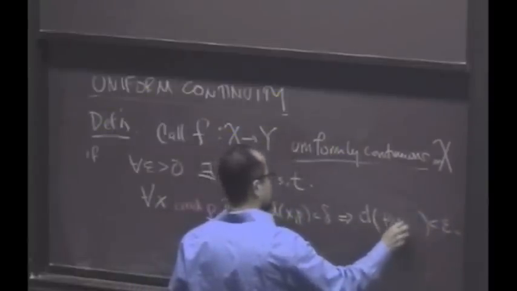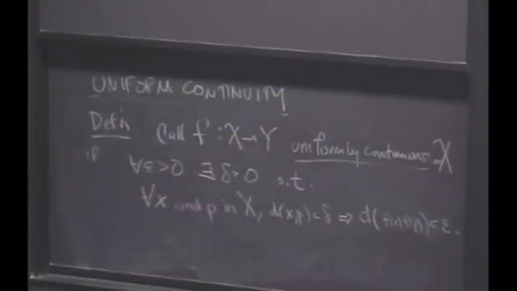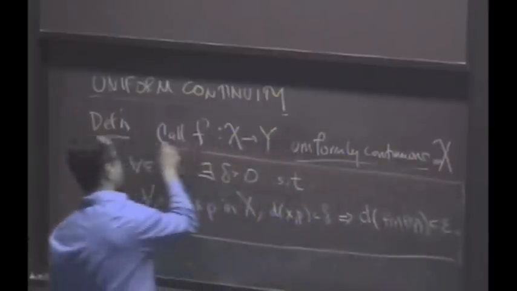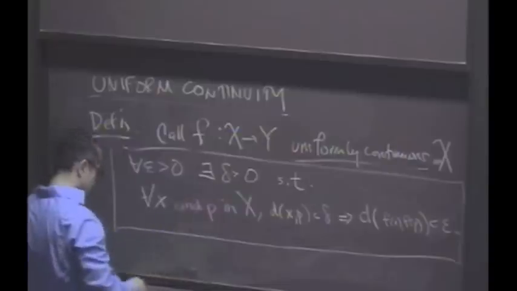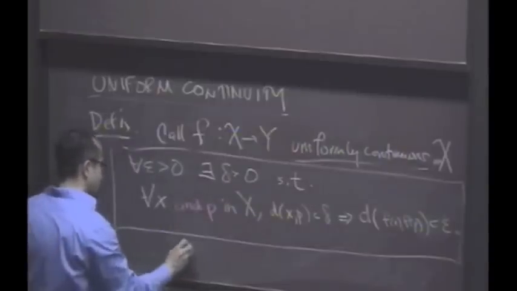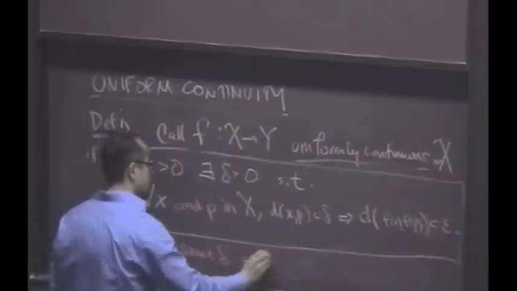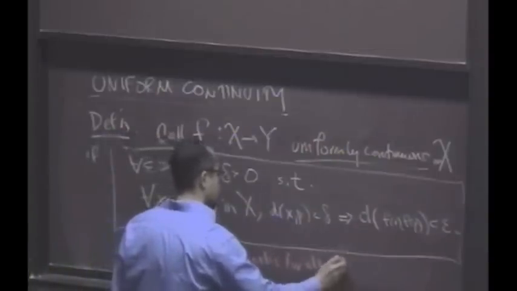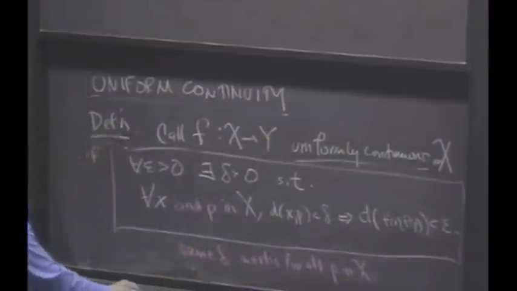Yeah, f of x and f of p. So this looks a lot like the definition of continuity, except that we're saying that the same delta works for every p. You're given epsilon, the same delta works for all p in x. Okay? That's what it means to be uniformly continuous on x.